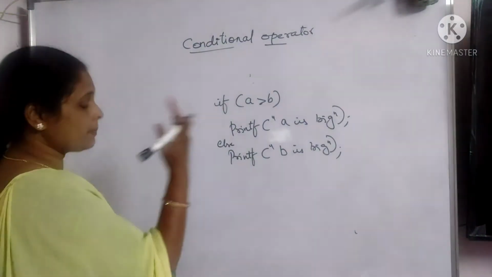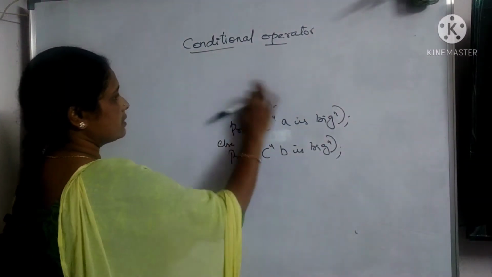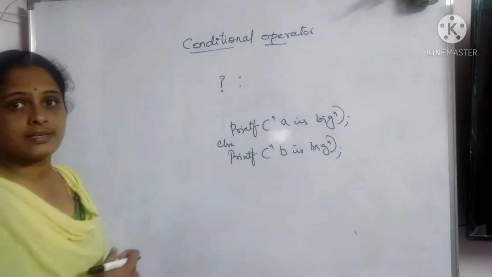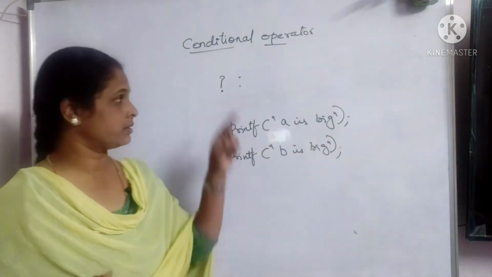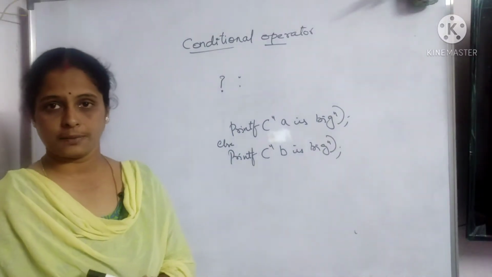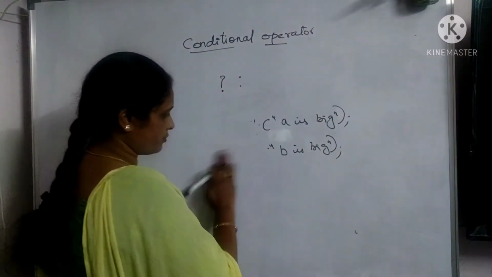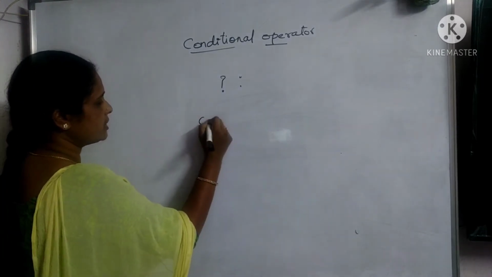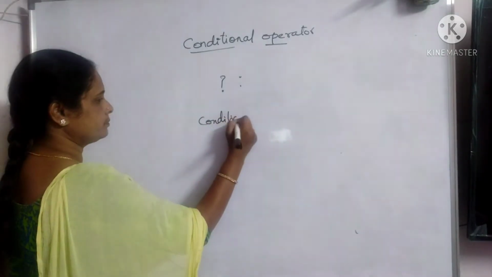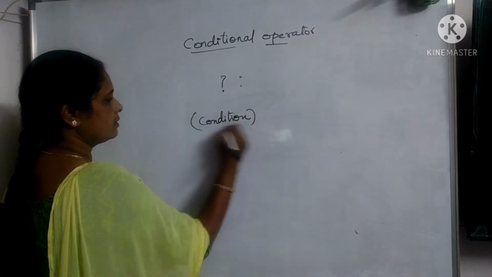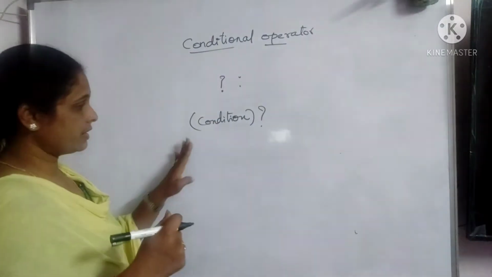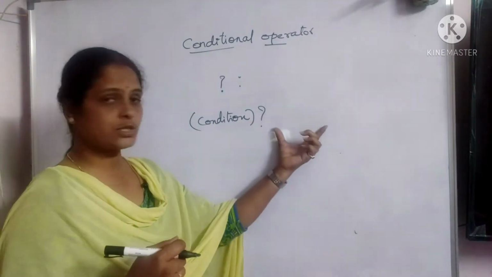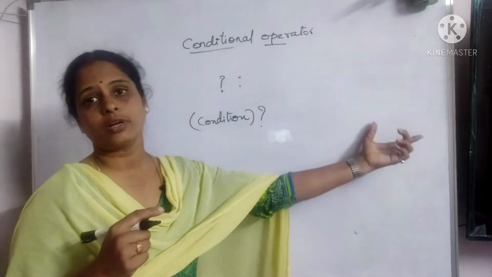Now coming to the conditional operator, here we have a question mark followed by a colon, which is said to be the conditional operator. Now what is the syntax of it? The syntax goes something like this: condition, question mark. If this condition is true, what has to be done? If it is false, what has to be done?